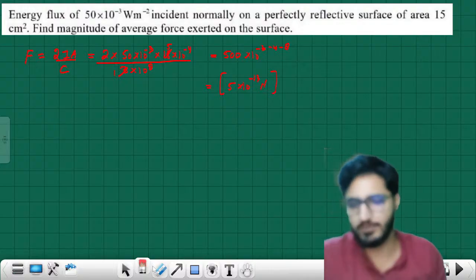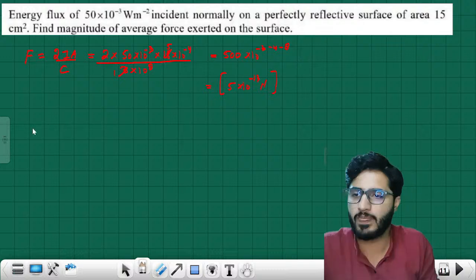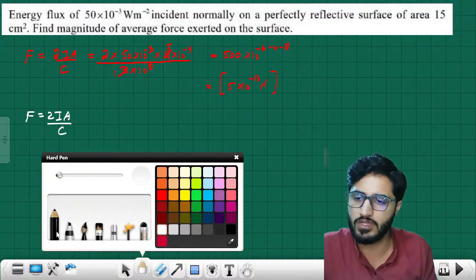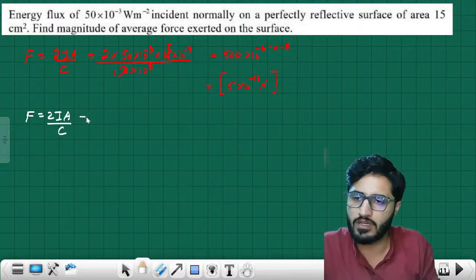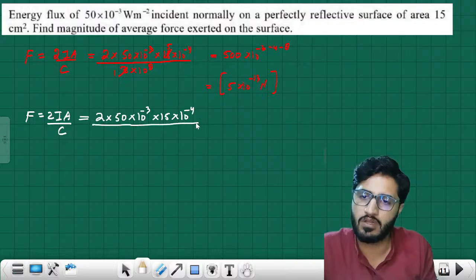Okay, red is not visible to you, I will just change the color. I will write the whole thing. So look, F equals 2IA by c. I will change the pen also so that it is visible to all of you. Then I will write here 2 into 50 × 10 to the power minus 3, 15 × 10 to the power minus 4, divided by 3 × 10 to the power 8. My answer came out to be 5 × 10 to the power minus 13 newton.